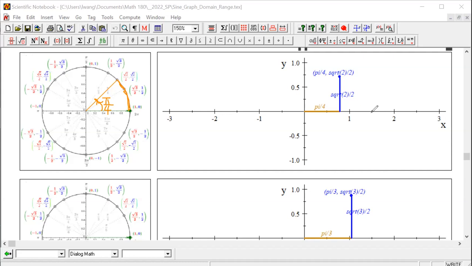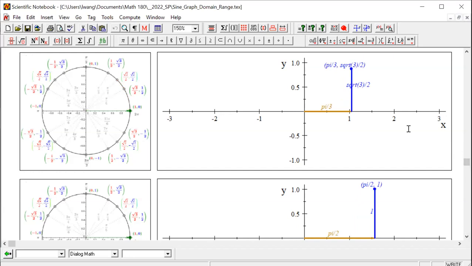So one more time. I ask you guys, maybe you'd like to pause, and then start working on pi over 3 on your paper. You have seen the answer on the screen, but I just want you guys to do it on your own for pi over 3.